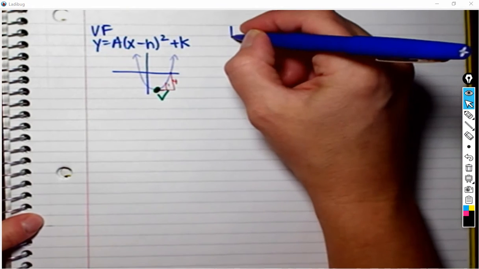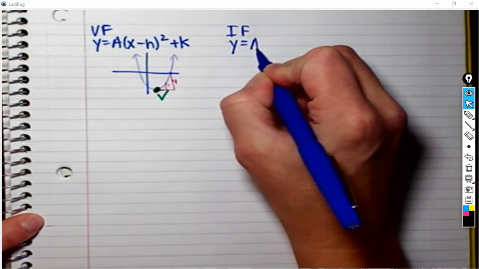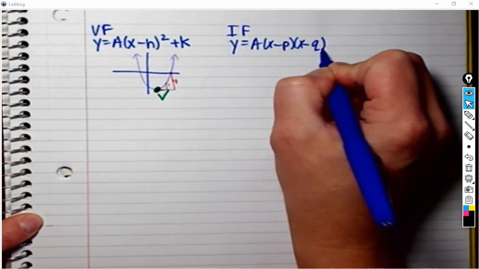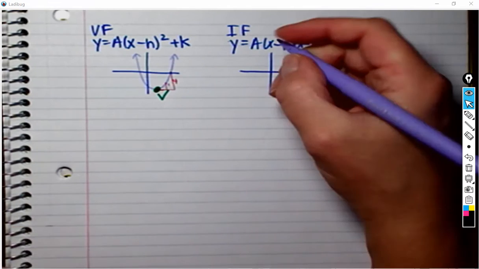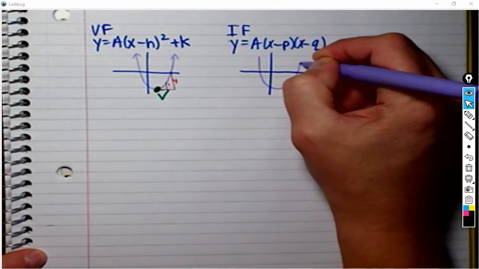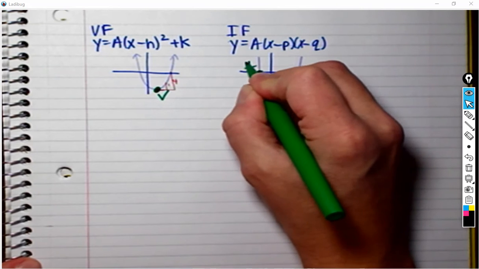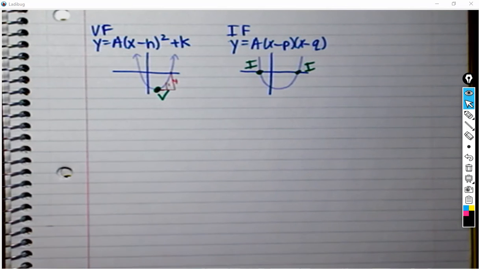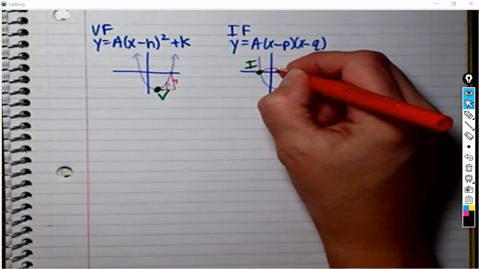I have intercept form. Intercept form is when it is factored. Okay? Intercept form looks like this. So when I have intercept form, notice that the thing that's in green is the thing that I do first, green for go. You have to start with the intercepts. Okay? Now the second thing I do is I have to find the middle.